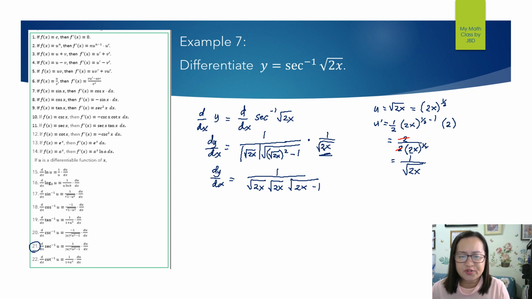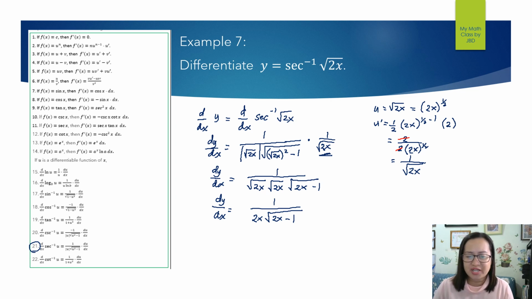Now simplifying further, we will have the square root of 2x times the square root of 2x would be 2x. So in the denominator, we will have 1 over 2x times the square root of 2x minus 1. So the derivative of the equation above would be 1 over 2x times the square root of 2x minus 1.